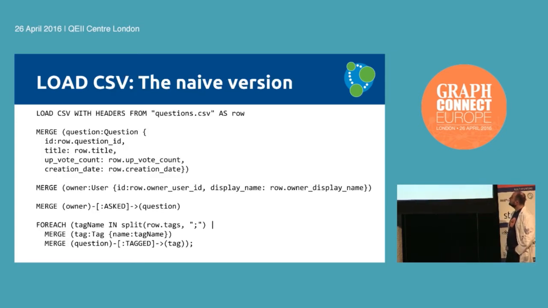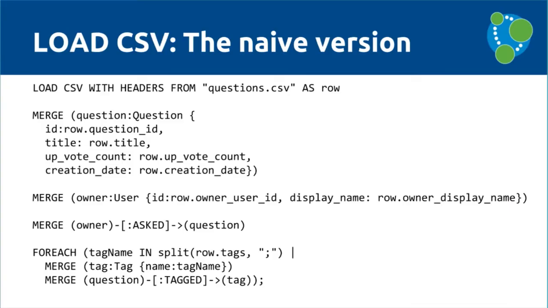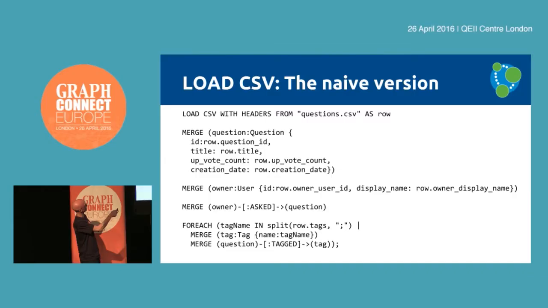OK, so let's have a look. You've got your CSV files from Stack Overflow, and you're like, OK, cool, I'm going to create this graph. So you might start out with something like this. You load CSV from questions.csv, cool. I'm going to create a question, put an ID on there, a title, upvote count, creation date, great. Then I'm going to create an owner, and connect the owner to the question.